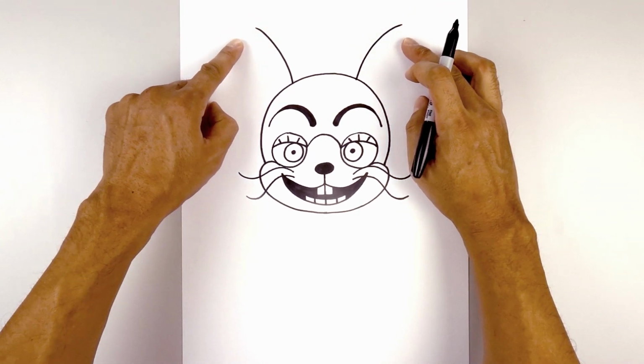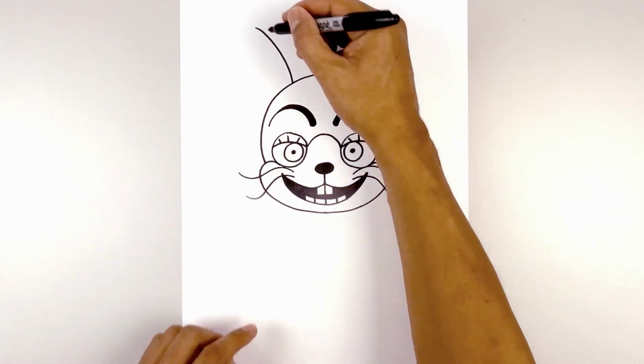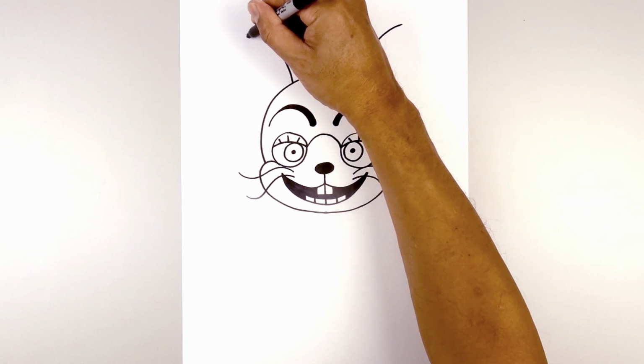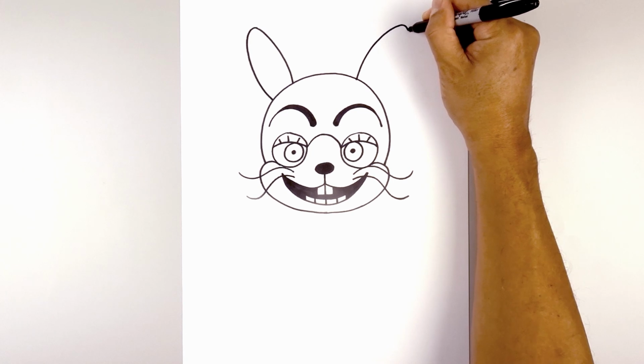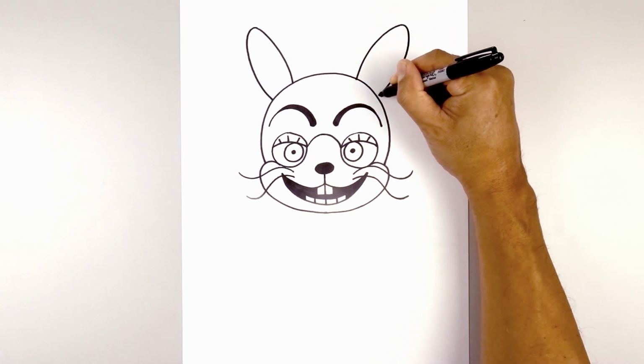Let's round out the tip of the ear, come down and then in towards the side of the head. Rounding it out, come down and then in. And we'll do the same thing on the right side.